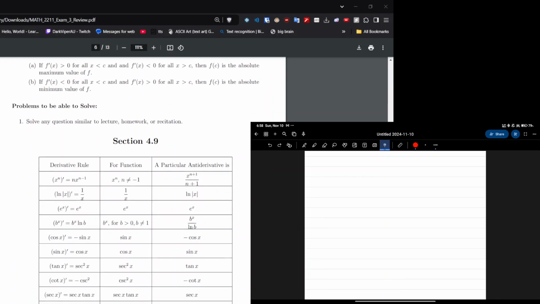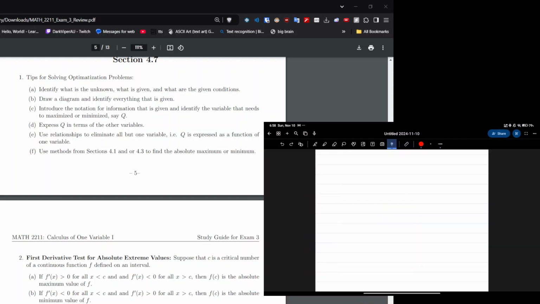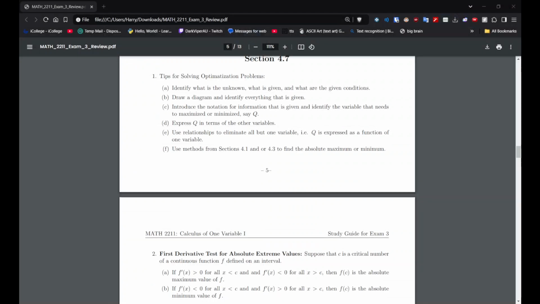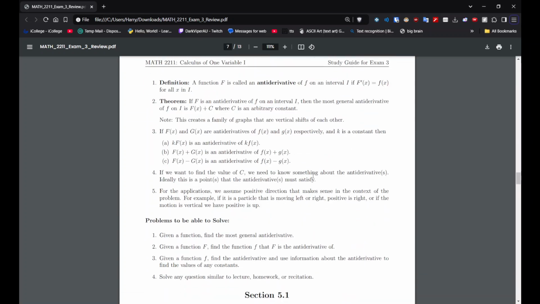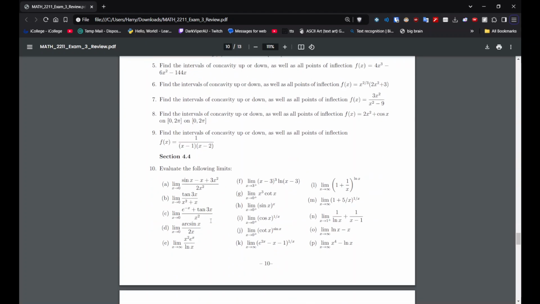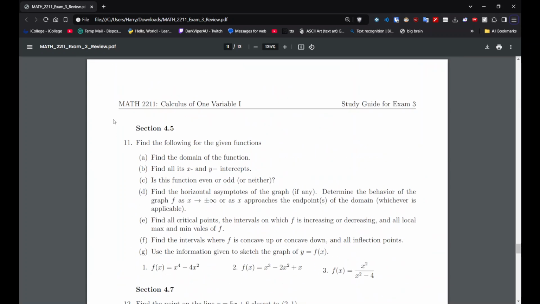Alright, let's pick a question for that. Let me put this a bit to the left. Yep, alright. Let's look at a question. Section 4.5, it would look like this: find the following for the given functions.